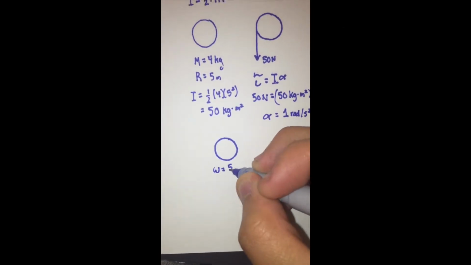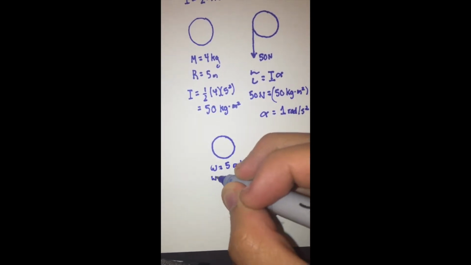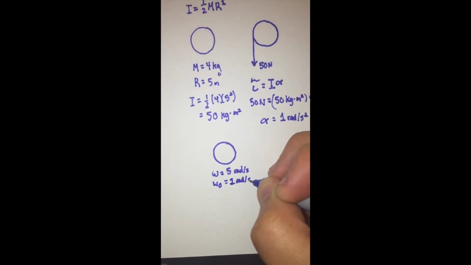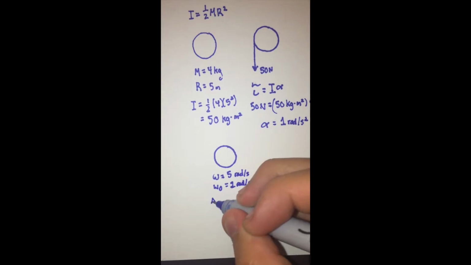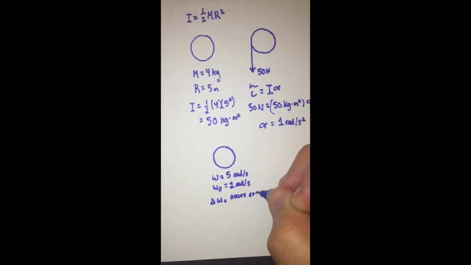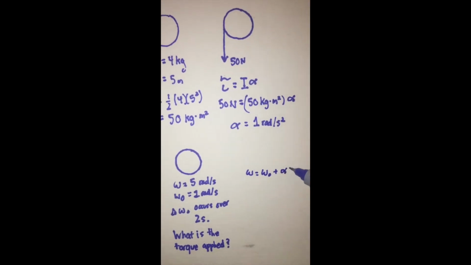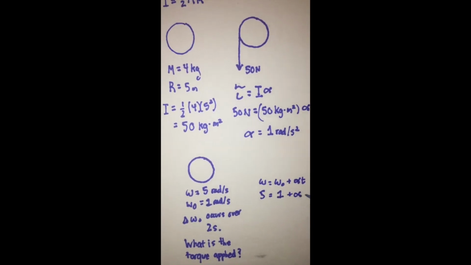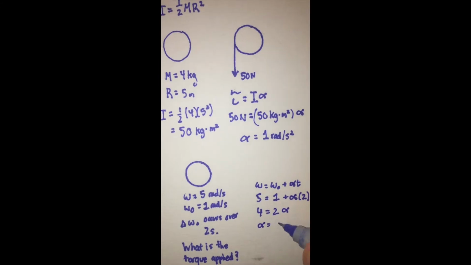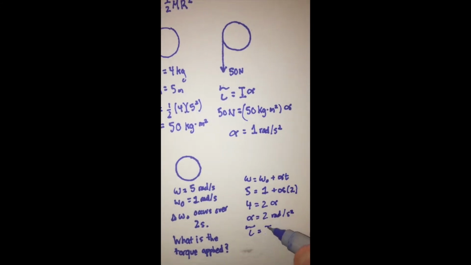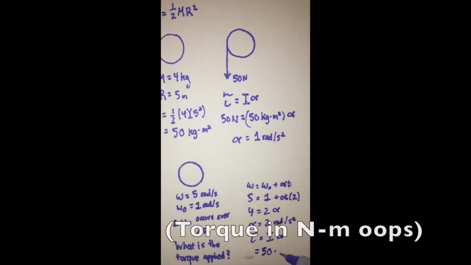Then, if we were given an initial angular velocity of 1 radian per second and a final angular velocity of 5 radians per second, we can solve for the torque applied. We use omega equals omega naught plus alpha t to solve for the angular acceleration, and then use the angular acceleration to solve for the torque.